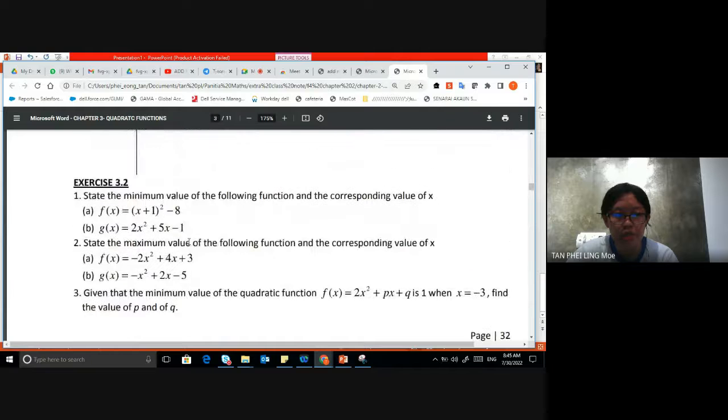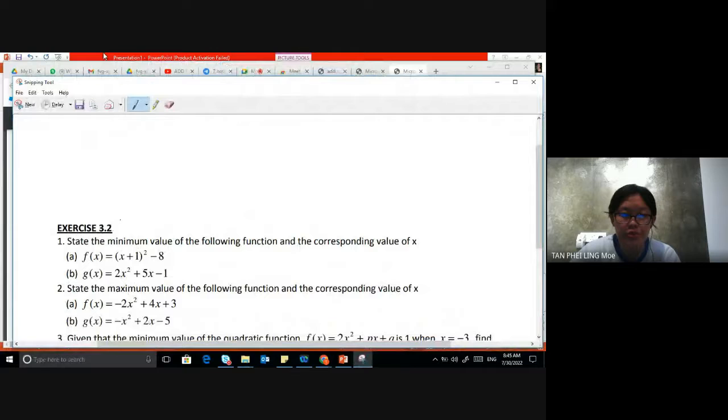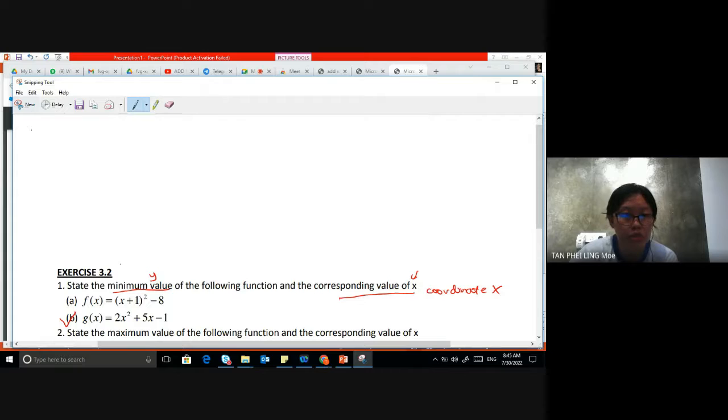Okay, I have this one. Let me sneak this part out. All right, let us do 1b together. They ask you to state the minimum value, and then the corresponding value of x. So minimum value here refers to the y. Then they want the corresponding value of x. Do they ask for coordinates? No, they didn't ask for coordinates. So we just try with 1b. I'll do it here on top.